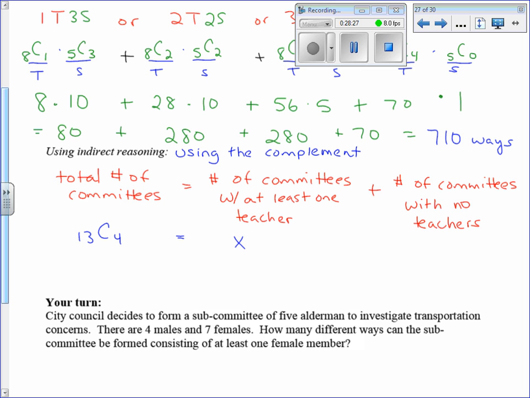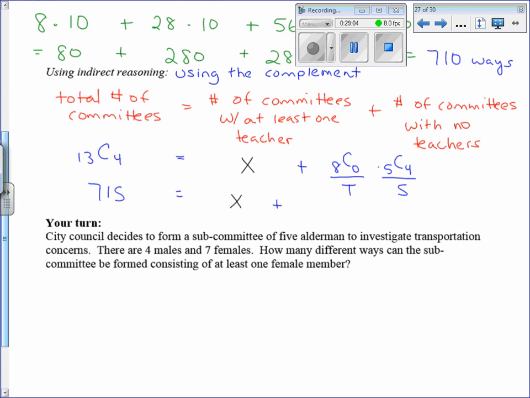That's what we're looking for. So I'm going to put an x in there as a variable because that's our unknown that we want to solve for. And then we're going to add in the number of committees with no teachers. So if we have teachers and we have students, we have 8 teachers, so 8 choose 0, and we're going to have 5 choose 4. So 13 choose 4 gives us 715, and then we have x, and the number of ways of getting a 4-person committee out of 5 students, 5 choose 4, is equal to 1 times 5.